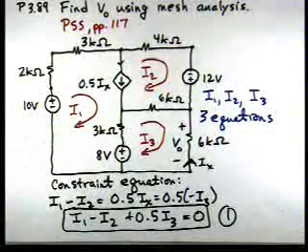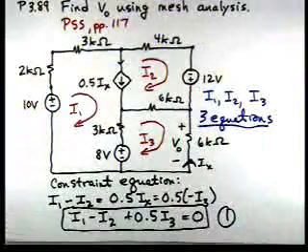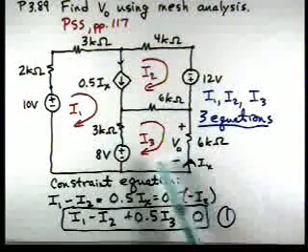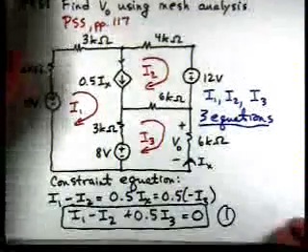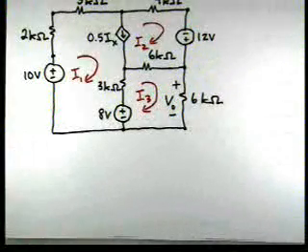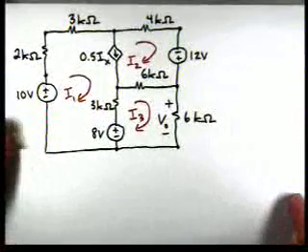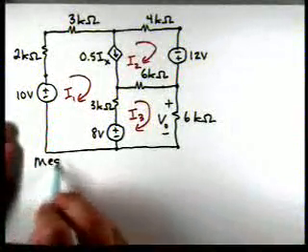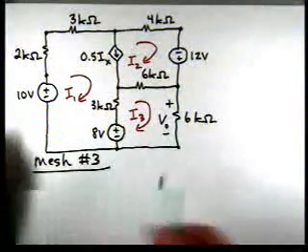Now, we decided we needed three equations. We've got one. We need to get two more. What we can do is apply KVL to mesh 3 that doesn't have any current sources. Then we're going to have to use a super mesh to get the third equation because of the presence of the current source. So for mesh 3, let's write the KVL equation.